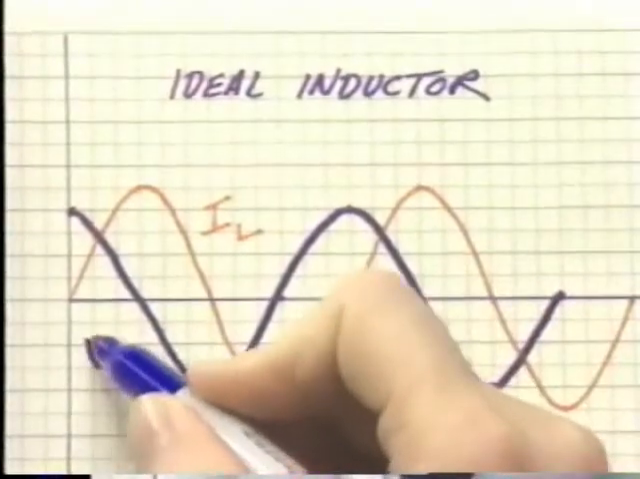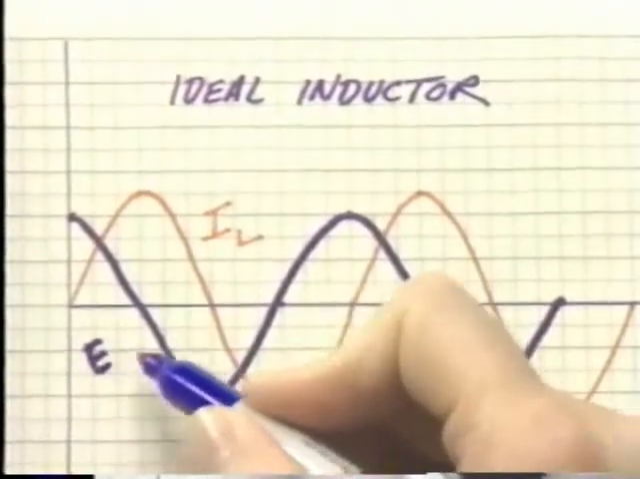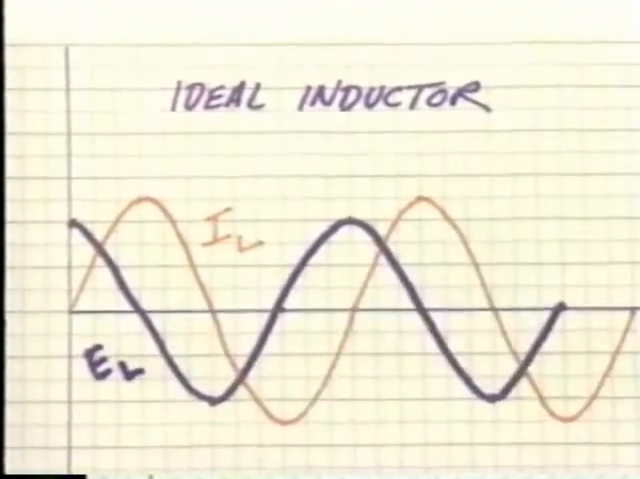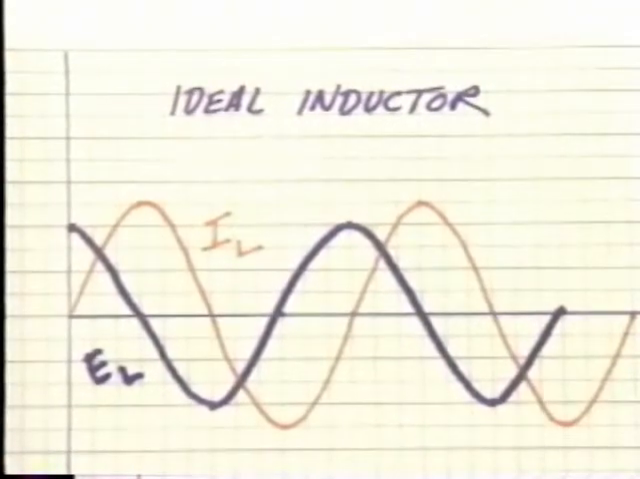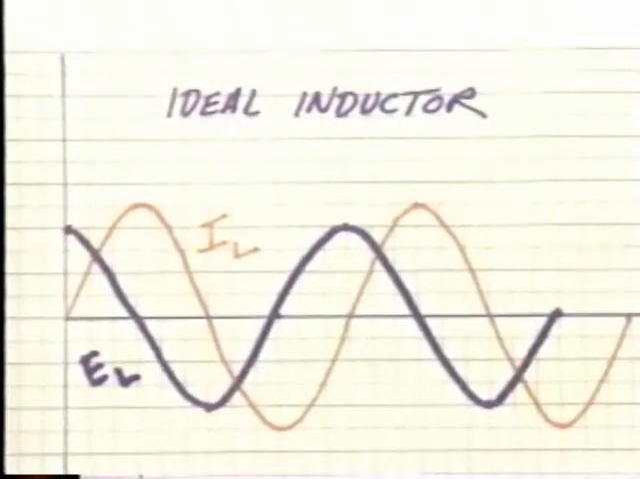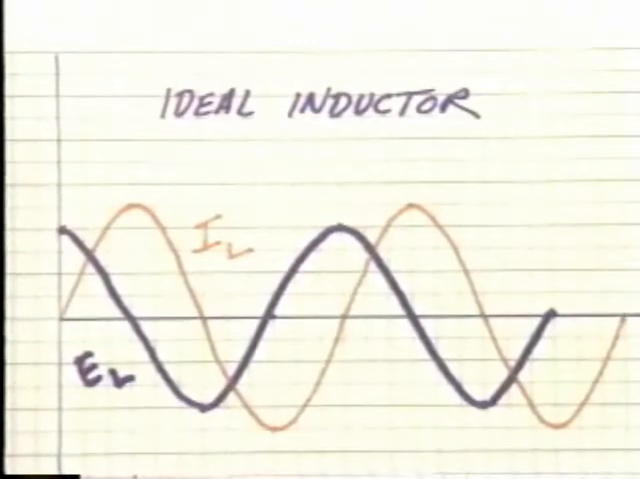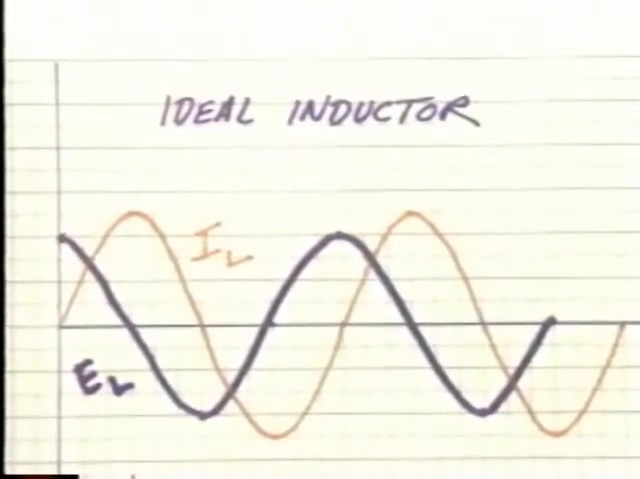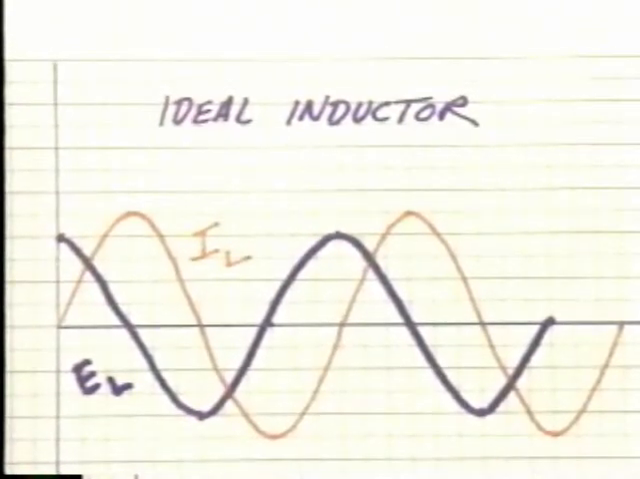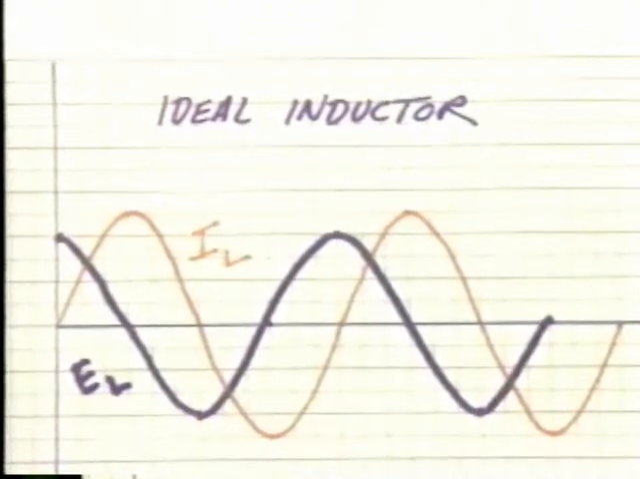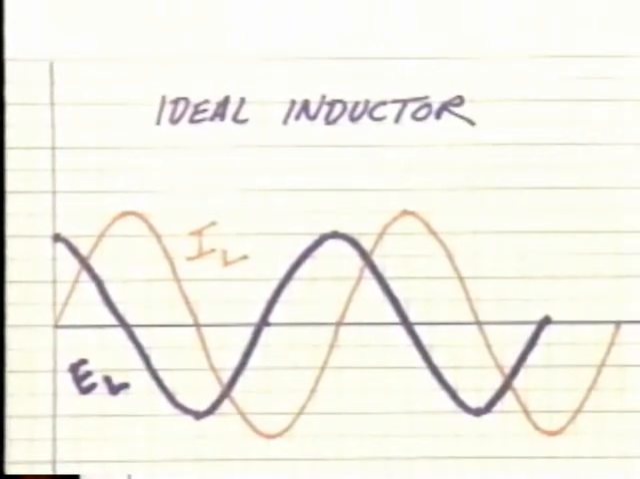Since the voltage reaches a peak at 0 degrees, but the current does not peak until 90 degrees, there is said to be a 90-degree phase difference between the two waveforms. Remember, a phase difference is the time in electrical degrees by which a waveform leads or lags another. In an ideal inductor, the voltage is said to lead the current.